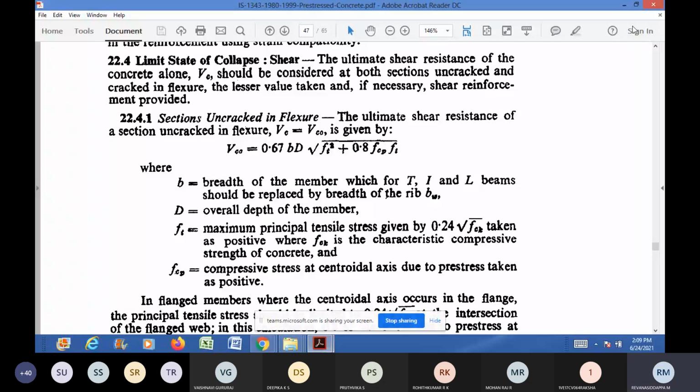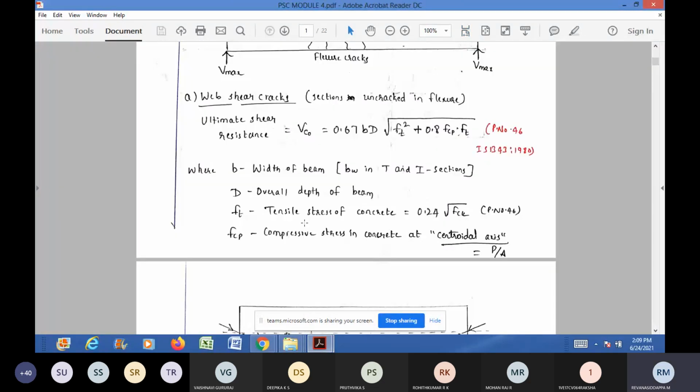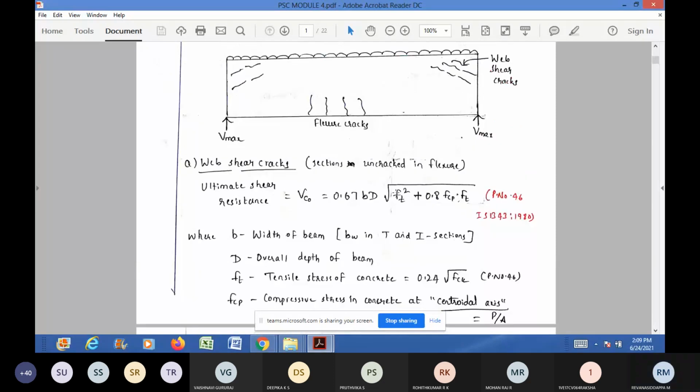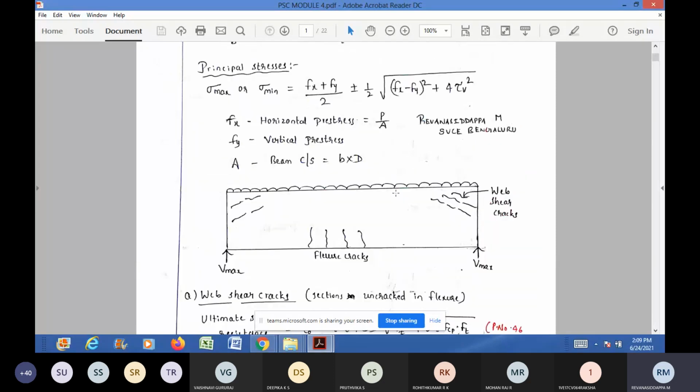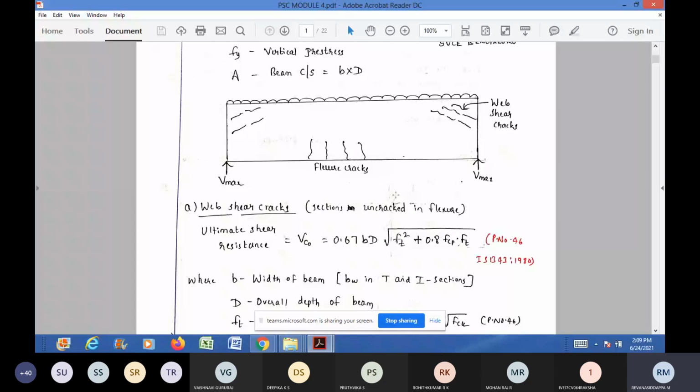Then FCP is the compressive stress in concrete at the centroidal axis, that is P by A. Compressive pre-stressing force will be induced into the section. Thus, that compressive pre-stressing force divided by cross-sectional area will give compressive stress in the concrete. So this is about the theory part of the problem.